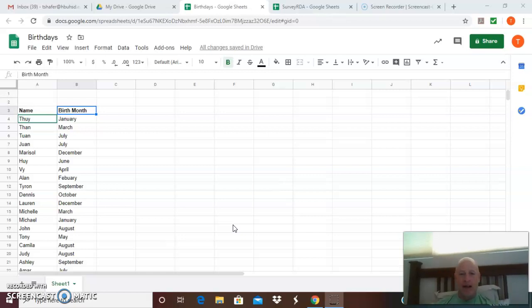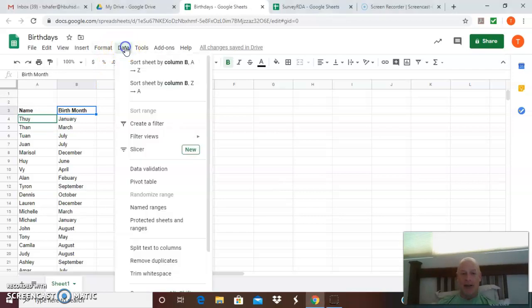how you call them. So I have in front of me a spreadsheet with birth months. What month were these particular people born in? This is just made up data. I made it up this morning, but we're going to go ahead and chart this. So it's really quite simple.